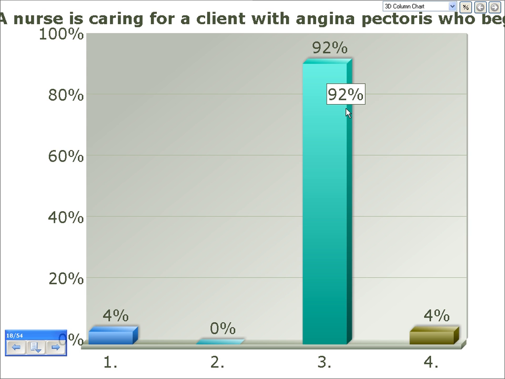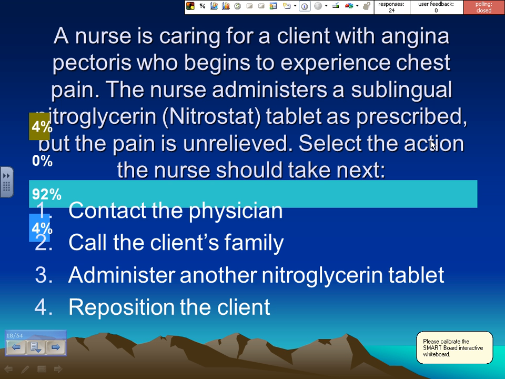Now, 92% are going to give another nitro, and 4% are going to either reposition or call the doctor. So what do you know about this particular question that tells you that 92% of you were correct on this answer? You can give more than one. So taking the knowledge that when a patient is prescribed nitro, they're going to get 3 doses max, every 5 minutes if no relief from the previous one. And then you're either going to put into place whatever protocol the doctor has written, or you may have to call the doctor if you don't have any other orders after that 3rd nitro.